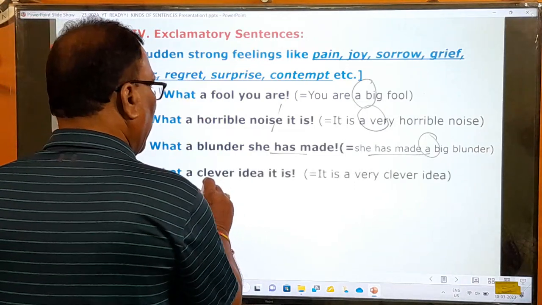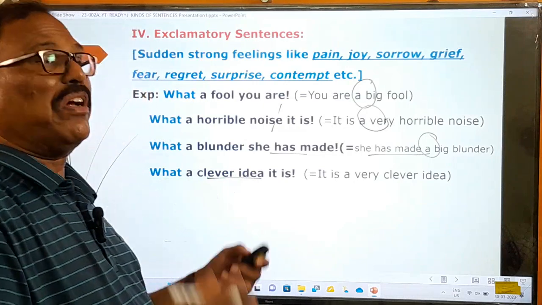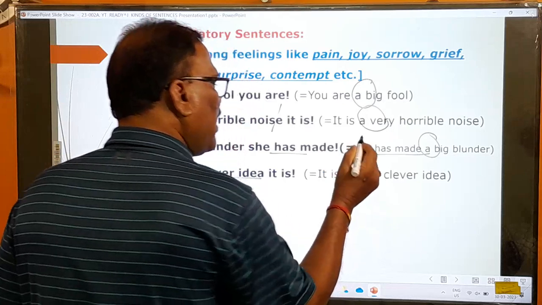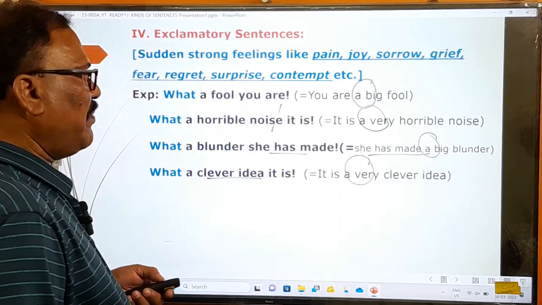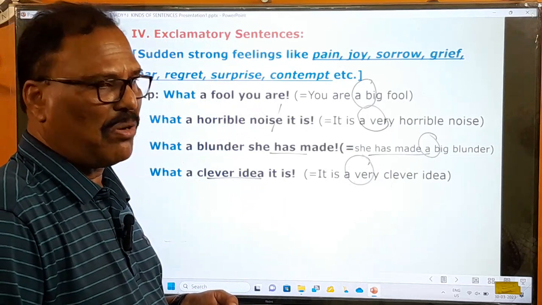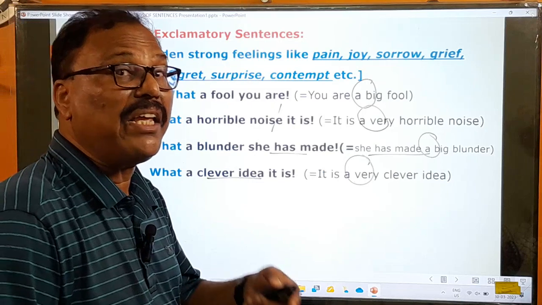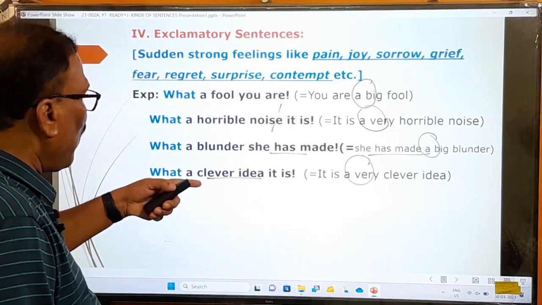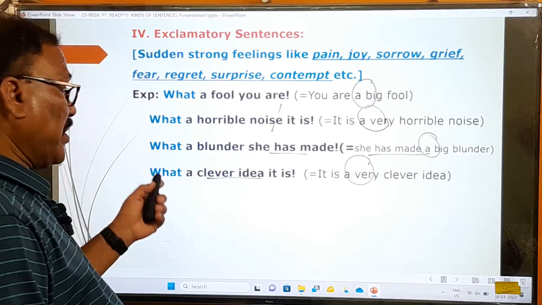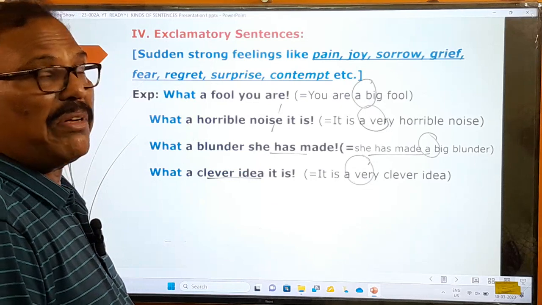What a clever idea it is. What a wonderful idea it is. It's a very clever idea. If it is an ordinary idea, can you find any exclamation of surprise in that? No. Since it is very, very clever, that's why you find some exclamation of surprise in the sentence. That's why you say, what a clever idea it is.